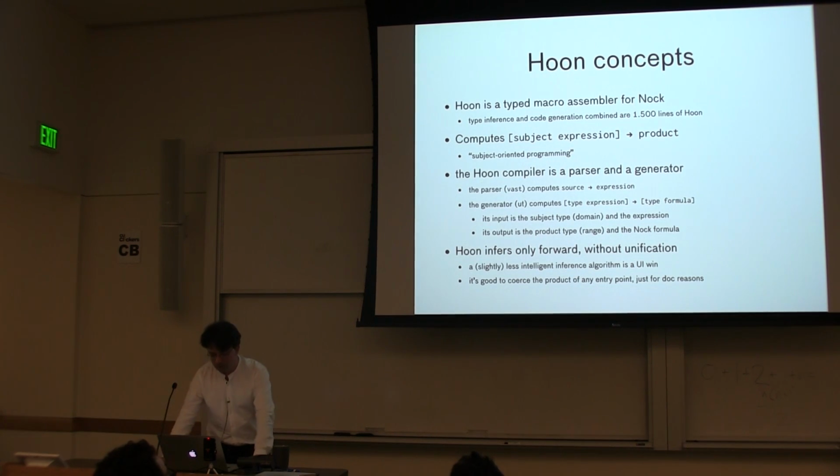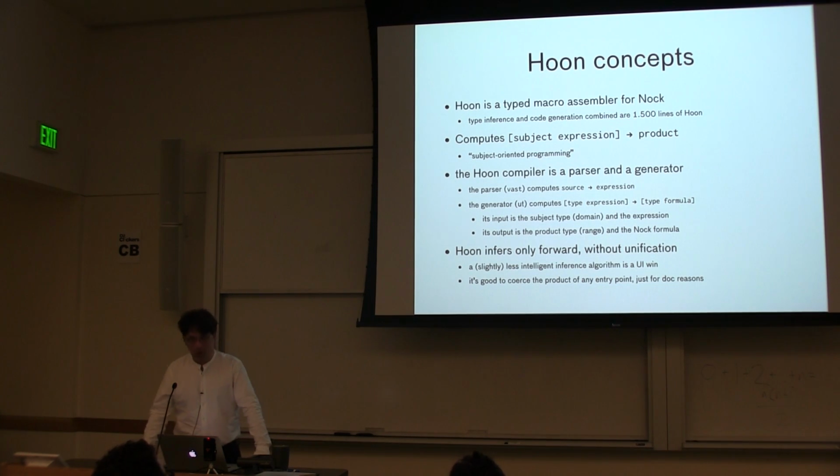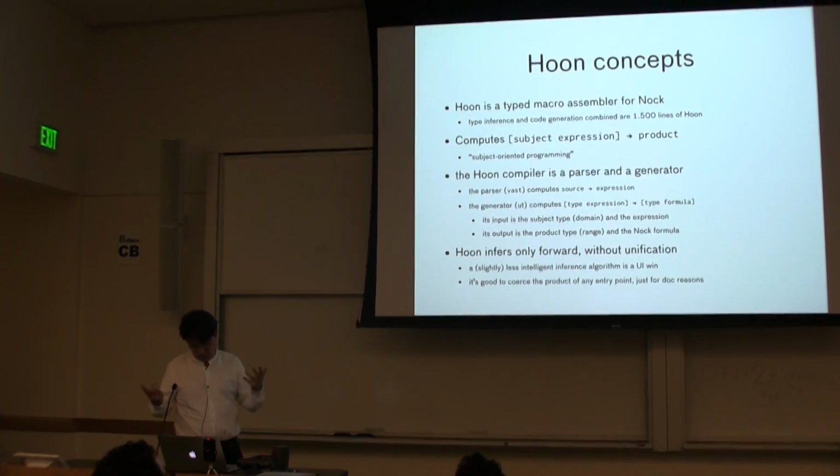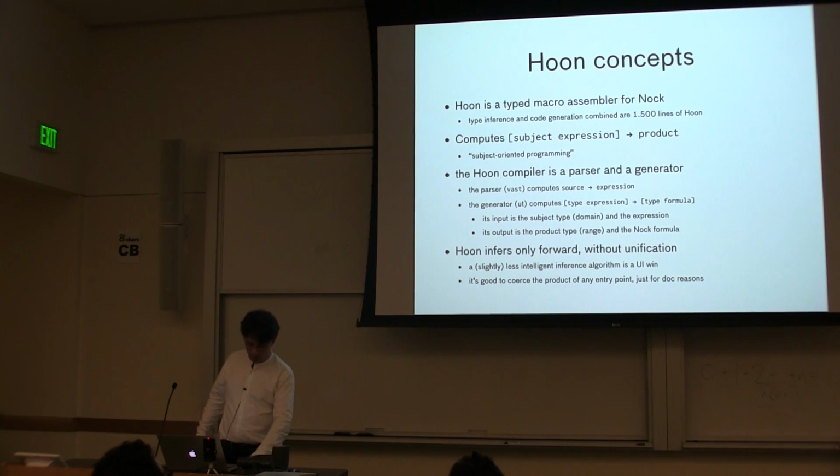Okay, so let's go a little more into detail on Hoon. The back end of Hoon is extremely simple. Type inference and code generation together, 1,500 lines of code. Shouldn't be super hard to learn. Where Nock is doing subject and formula to product, in Hoon we have an actual expression that is written in, for some values of the word, user level code.